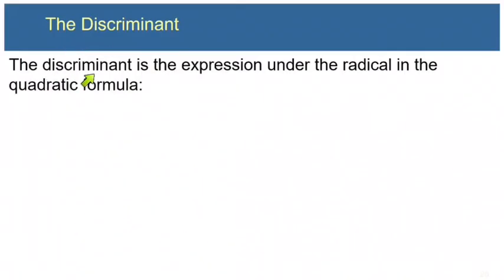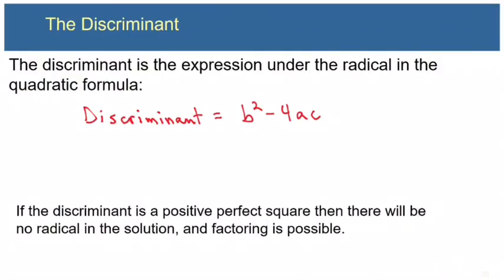The discriminant is the expression under the radical in the quadratic formula. So the discriminant is just the expression b squared minus 4ac. Now, you know that when you're working a problem with the formula, if the number under the radical is a perfect square, then the radical is going to simplify away. So, if the discriminant is a positive perfect square, then there will be no radical in the solution, and that means that your answers are rational numbers, and that means that factoring is possible.